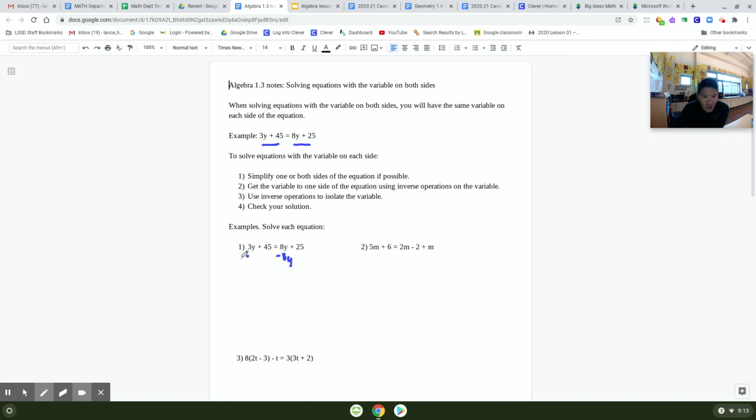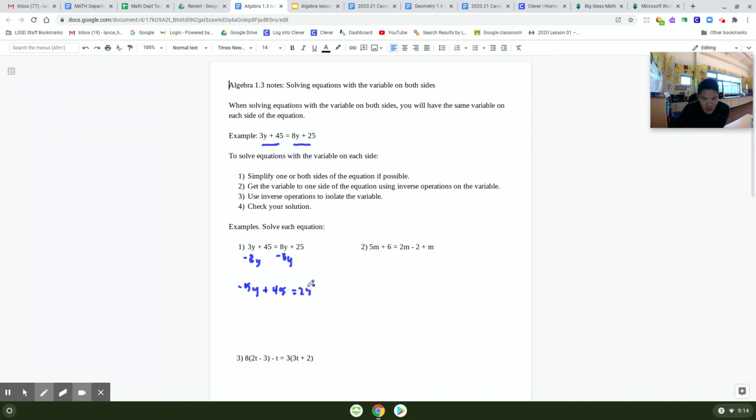So I could subtract 8y from the left side, still an equation. Whatever you do to one side, you have to do to the other. And then you subtract 8y from the right side as well. Okay. So 3y minus 8y, basically you're just subtracting 3 minus 8, and that's negative 5. So you have negative 5y. Still have plus 45. And then on the right side of the equation, 8y minus 8y is 0, but you still have 25, and 25 is positive. So it's equal to 25.